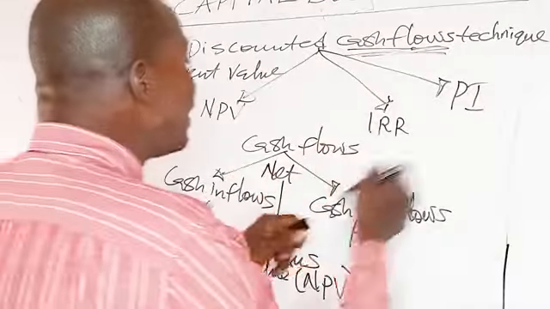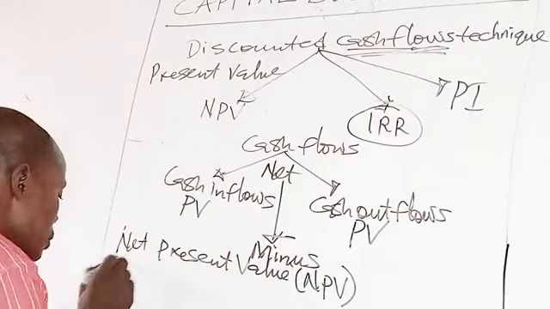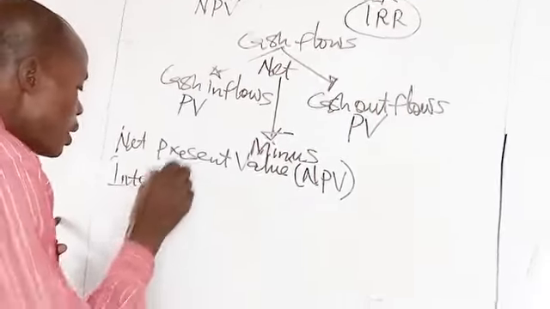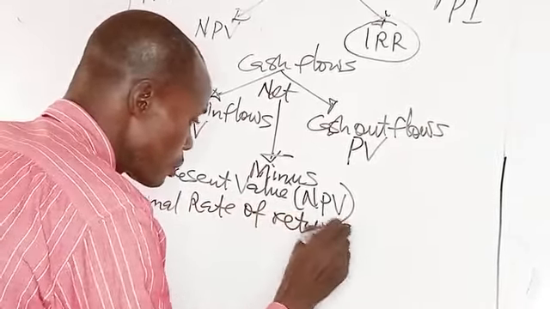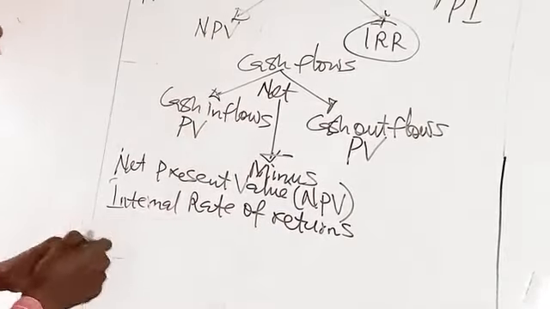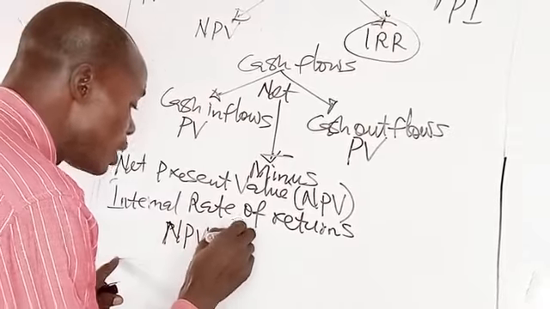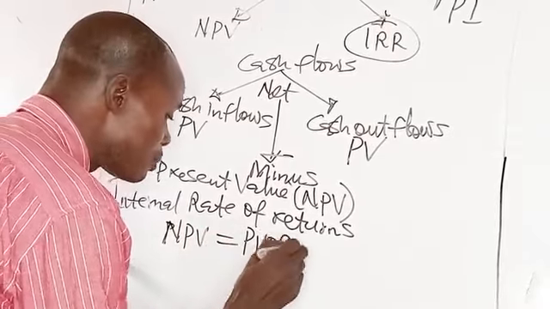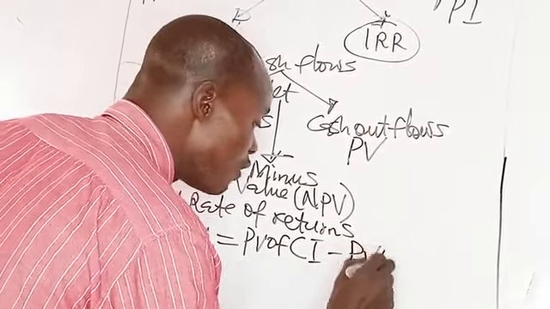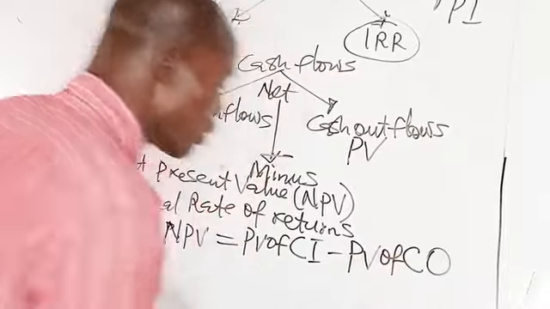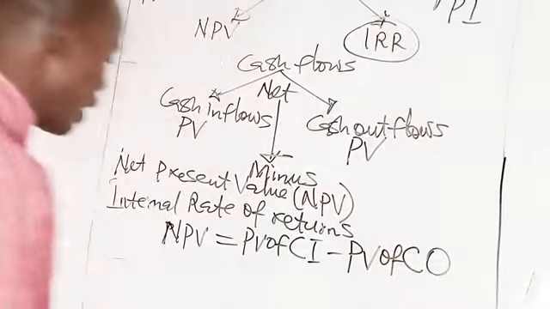On the other hand, we have the internal rate of returns. Remember, I've told you that net present value is equal to the difference between present value of cash inflows minus the present value of cash outflows. Cash inflows, cash outflows. This will give you the net present value.